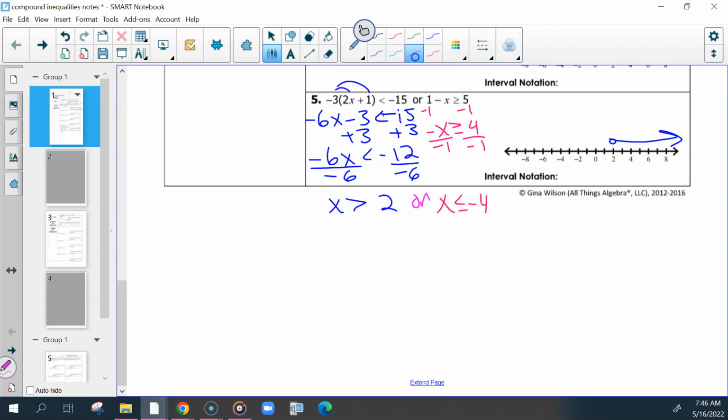And we need an or in between those two answers. And we can graph x is less than or equal to -4. So that would be a closed circle to the left. How would we write this interval notation?